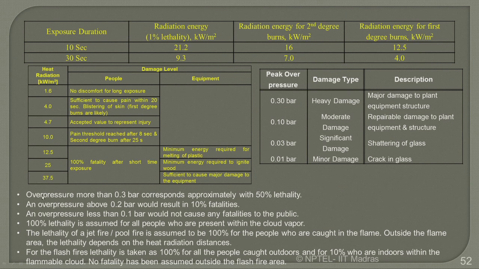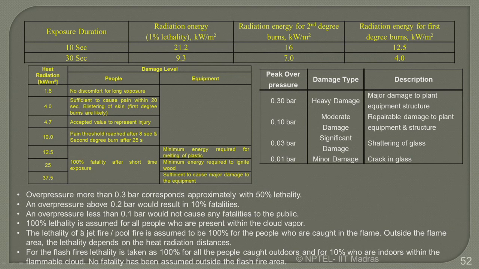That is the industry standard which we have to follow. The peak overpressure of 0.3 bar can result in heavy damage. Therefore, major damage to the plant equipment and structures should be avoided. Overpressure of more than 0.3 bar corresponds approximately to 50% lethality. Overpressure up to 0.2 bar would result in 10% lethality. And overpressure less than 0.1 bar would not cause any fatality to the public.